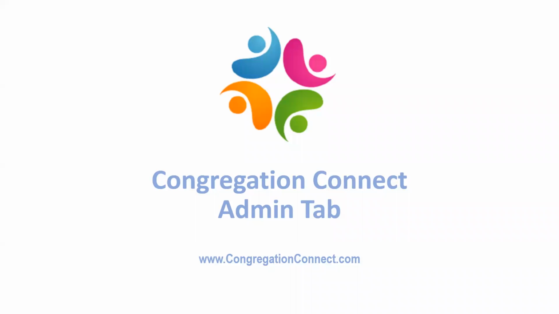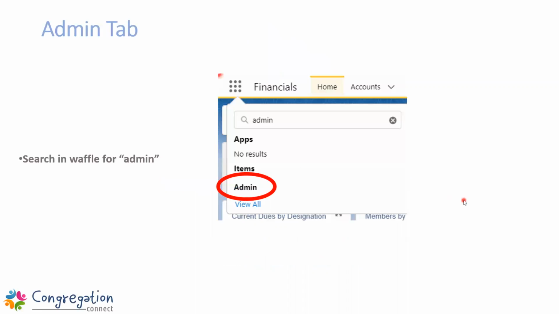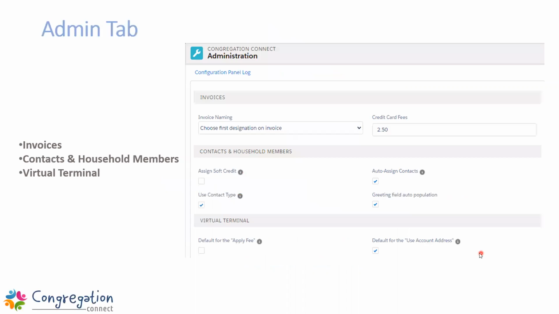So today we're going to take a quick look at the admin tab. In order to get to the admin tab in Congregation Connect, you're going to navigate to your waffle on the top left corner of your screen, and you're going to search for admin. You'll click on the admin under items. And once you select that, you will see a screen that looks similar to this one.